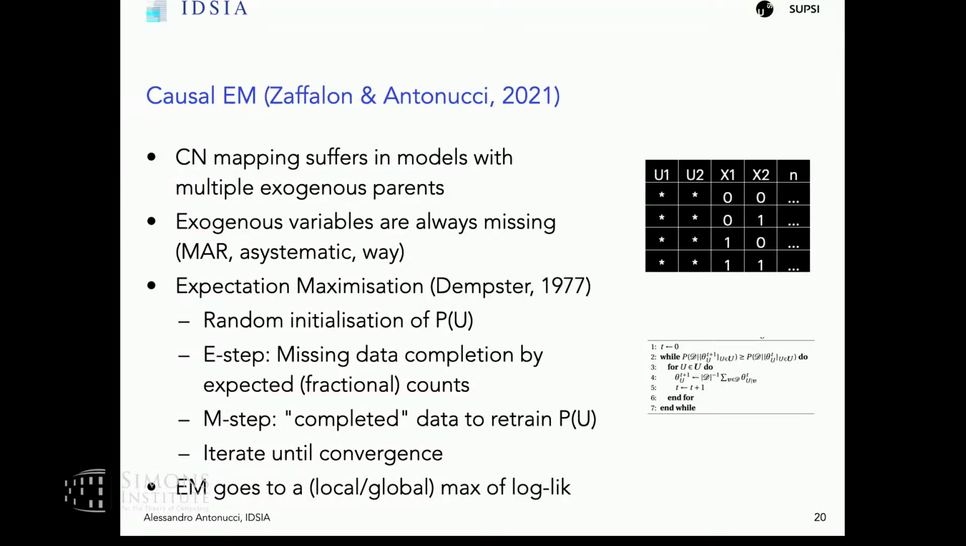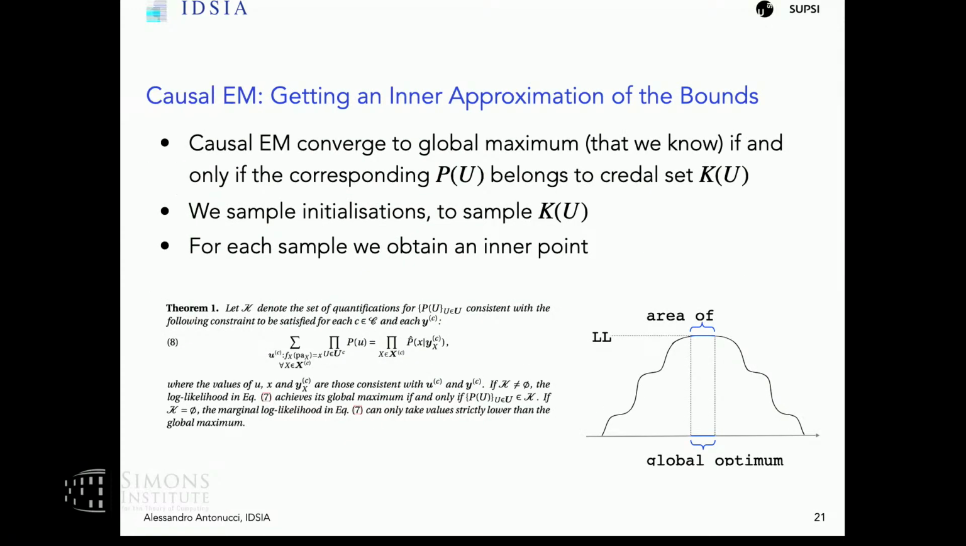The point is that as there are multiple P of U, this is kind of trivial. We just do the expectation by computing the query for all the elements in the data set, and then in the maximization, we compute the new probability. And we do that in an iterative way. If you are familiar with EM, this is really a trivial example of EM. The EM goes to a stationary point of the likelihood. You can prove this important fact.